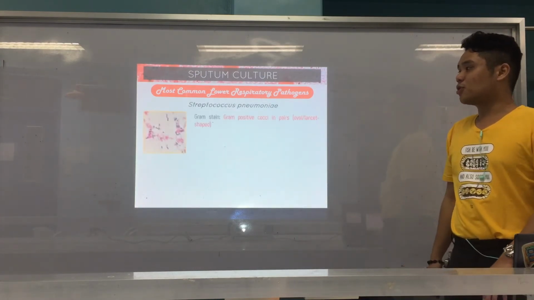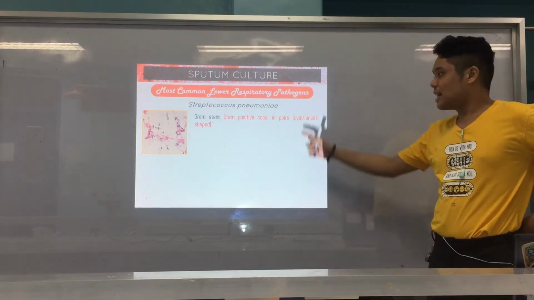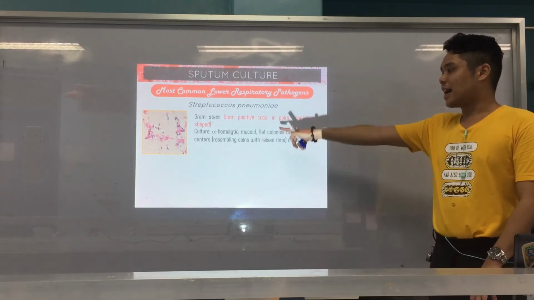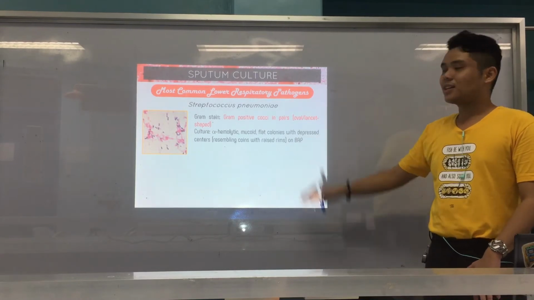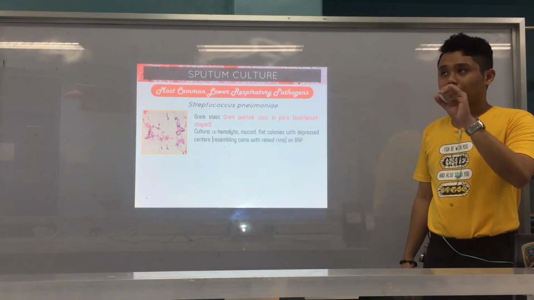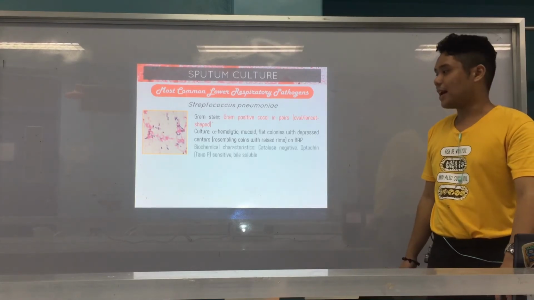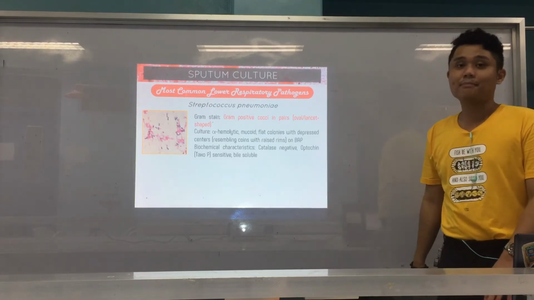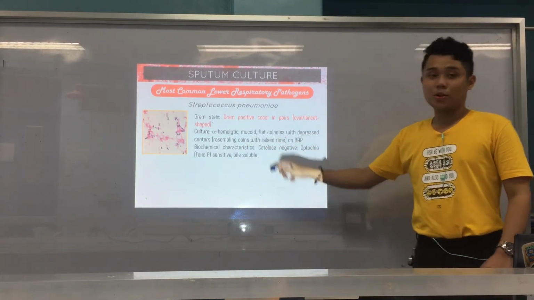Next, for Streptococcus pneumoniae. Again, we keep going back and forth, no? Gram-positive, cocci in chains, lancet-shaped. Okay, lancet-shaped, they are diplococci. Again, characteristic alpha hemolytic, mucoid, and with depressed centers, so there is a depression in the middle, on BAP. Again, catalase negative, optochin, right? Taxo P, sensitive, and bile-soluble. Defining characteristic, optochin, bile-soluble. Okay.